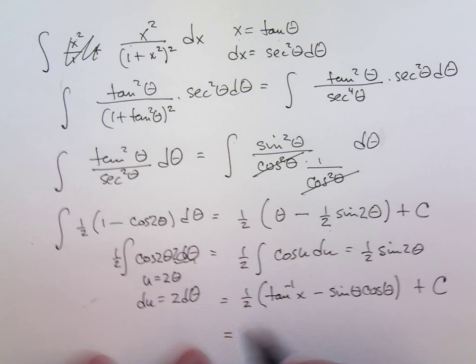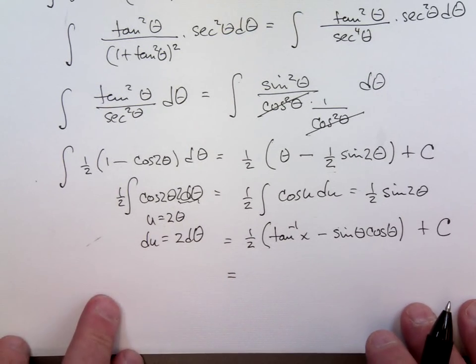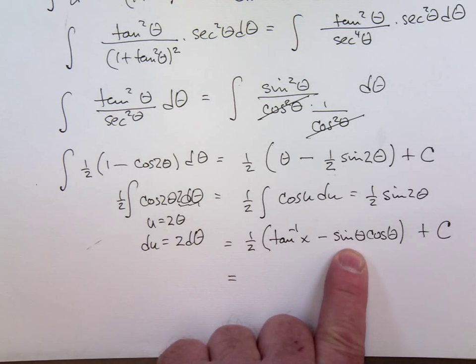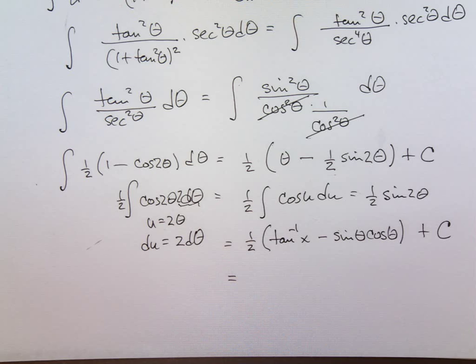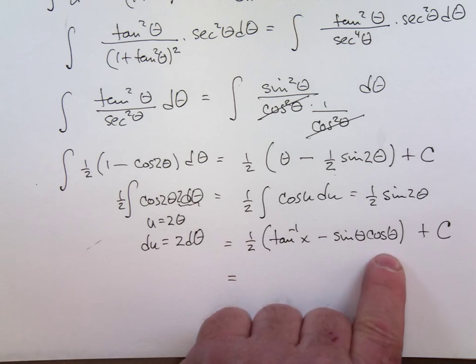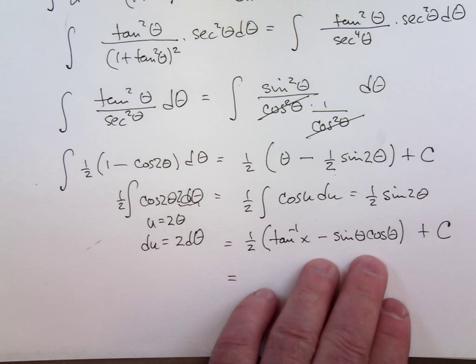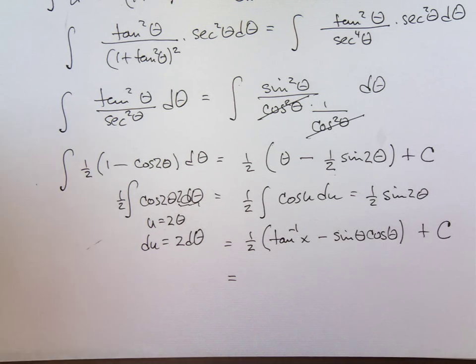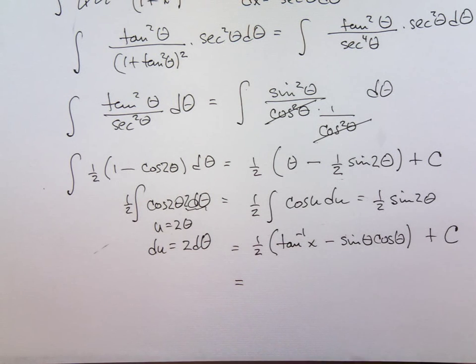Now I can get it back in terms of x's. I have x equals tangent theta. I want to get back to sines and cosines. How do you get back to sines and cosines if you have the tangent? You got x equals tangent theta. We want sine theta. We want cosine theta. How do you get back to x's? Right triangle.